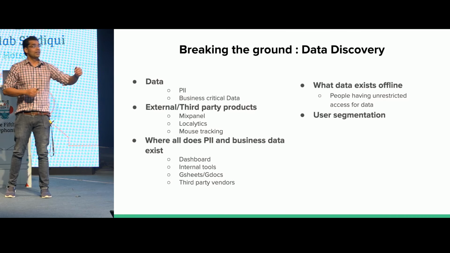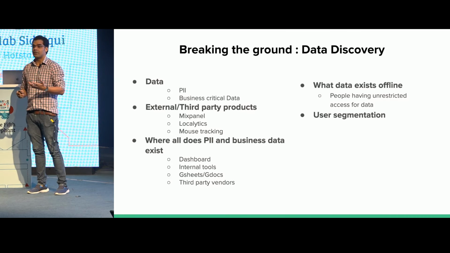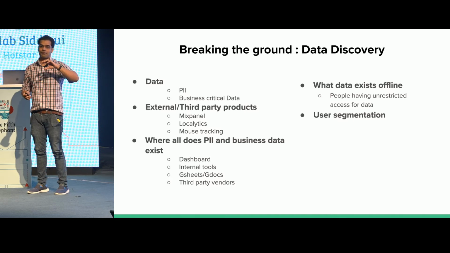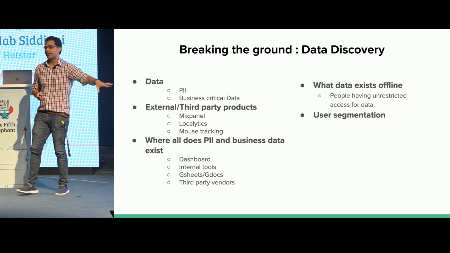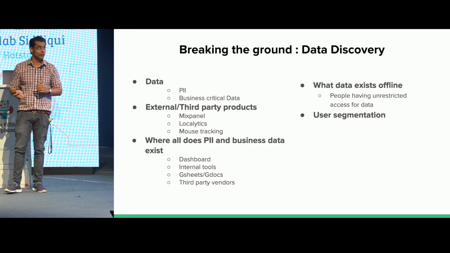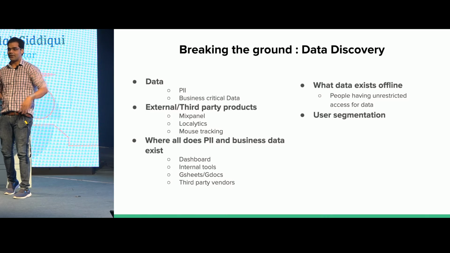Okay. The one thing that we wanted to do is user segmentation. So we were in 110 cities. I wanted to be sure that someone in Chennai city can only access Chennai data, not Bangalore data. All of that is something we wanted to do. So this was one massive exercise that we had to do.